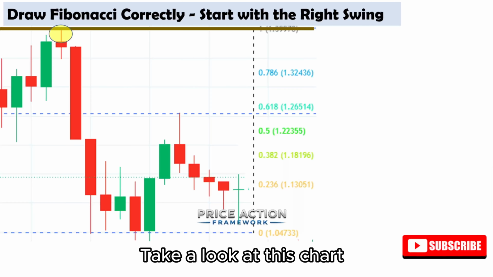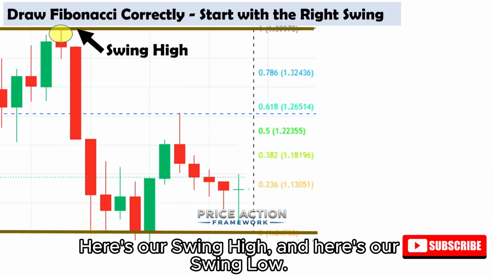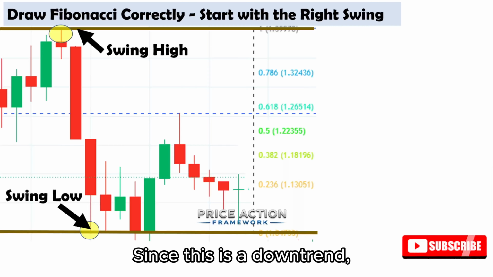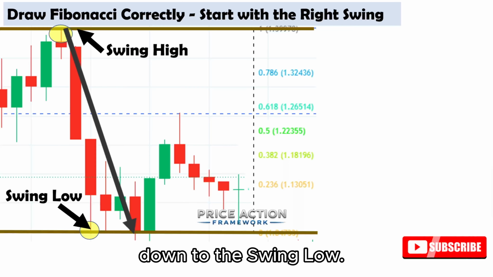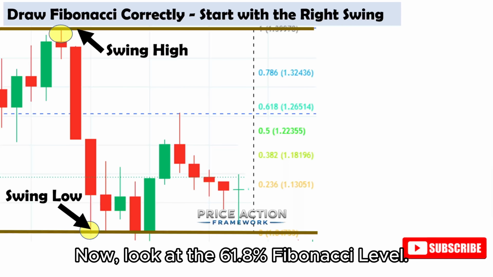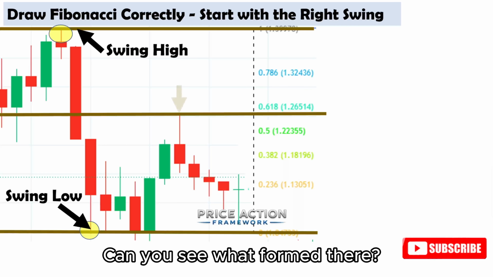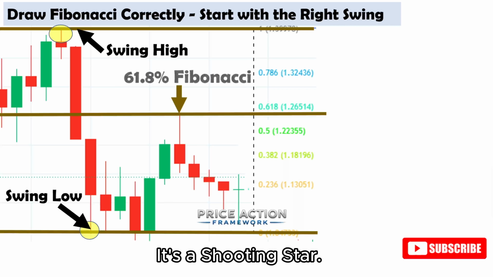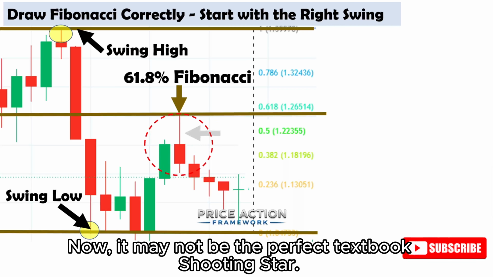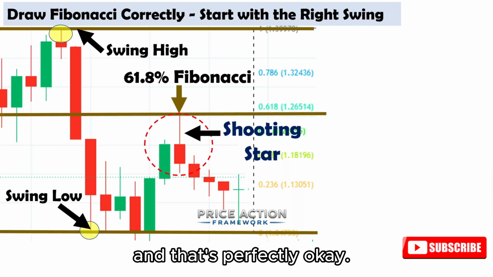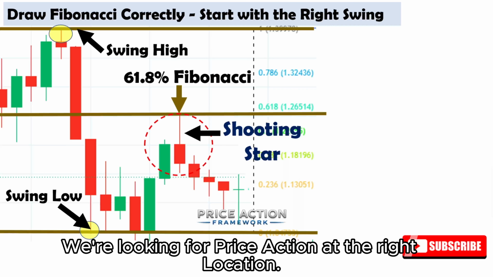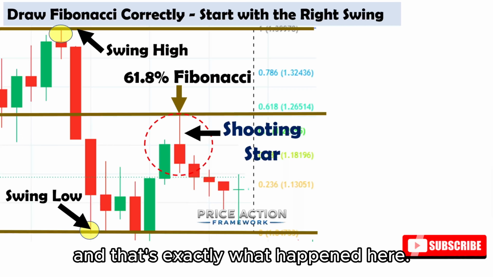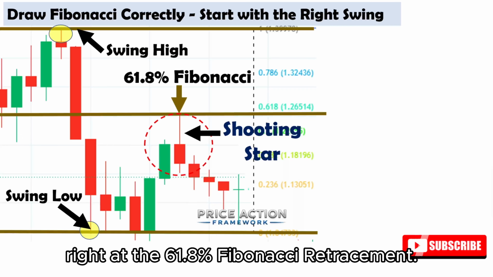Take a look at this chart. Here's our swing high, and here's our swing low. Since this is a downtrend, we draw the Fibonacci retracement from the swing high down to the swing low. Now look at the 61.8% Fibonacci level. Can you see what formed there? It's a shooting star. Now, it may not be the perfect textbook shooting star, and that's perfectly okay, because we're not looking for perfect-looking candles. We're looking for price action at the right location, and that's exactly what happened here. The shooting star formed right at the 61.8% Fibonacci retracement.